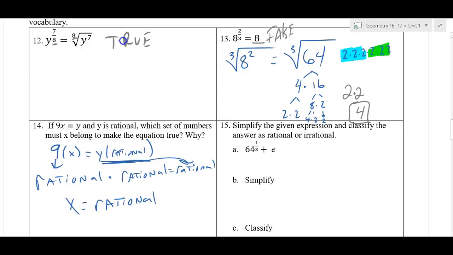Number 15 is kind of 2 parts. It wants us to simplify, similar to what we did before, but then classify. So we're going to start with the simplifying. 64 to the 1/3. It's a rational exponent. I start with my denominator 3. I rewrite it as a cube root of 64 to the 1st, or just that. We've already done the cube root of 64 above. We said it is 4. So really, this is like saying 4 plus e.